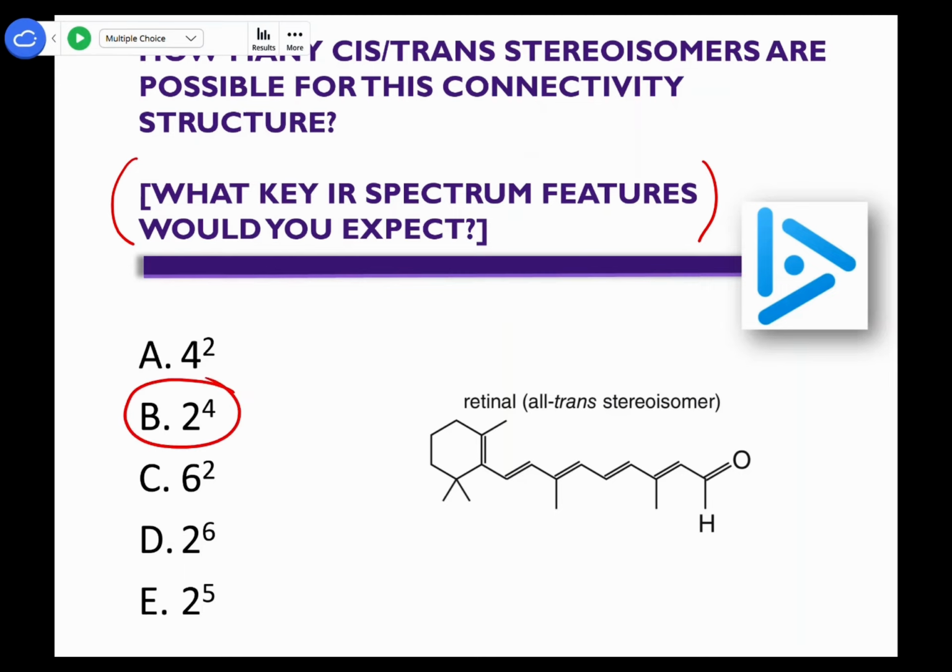Okay, so 2 to the power 4, which of these could be cis or trans? Those are the ones that could be cis or trans. The one in the cycloalkene can't be different, and an aldehyde can't be different either. So 2 options times 2 options times 2 options is what we have.